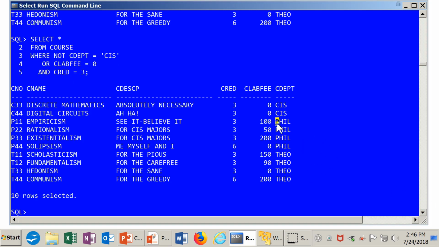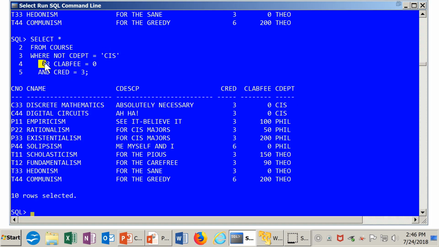Well, that means right here, these 8 rows, the 4 philosophy and 4 theology, should have qualified on the basis of just that first condition, not department equal to CIS. Don't even have to look at the other stuff. The question then is, how did the 2 CIS rows get in? It was not because of the not C department equal to CIS.